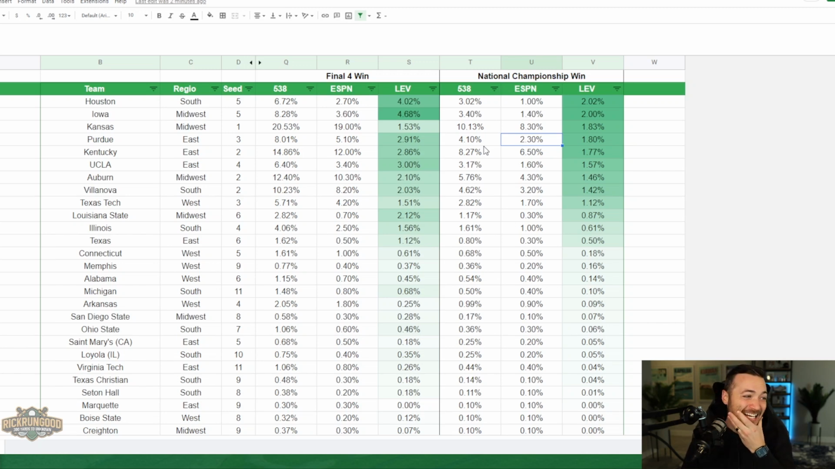If you are in, oh boy, I'm going to screw this up. If you're in Ann Arbor, Michigan, is Michigan in this? I'm assuming they are. If you're in Ann Arbor, Michigan, there is going to be a disproportionate number of brackets that have Michigan going further than they should. You should bounce Michigan earlier than that.